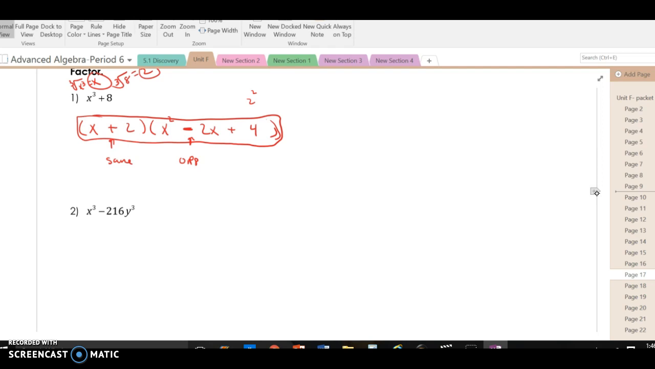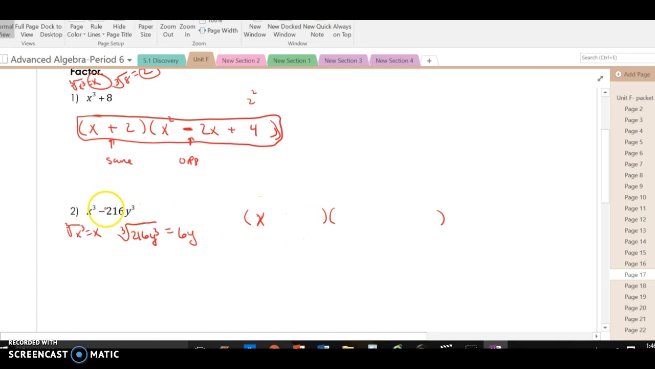Okay, let's do another example that's a little more difficult. Okay, so we take the cube root of x to the third, which is x, right? We take the cube root of 216 y to the third. Well, the cube root of 216 is 6. The cube root of y to the third is y. And we know right away we're just going to follow this algorithm in a way. You know, this is x, the same sign. So if this is subtraction, the same sign is minus.